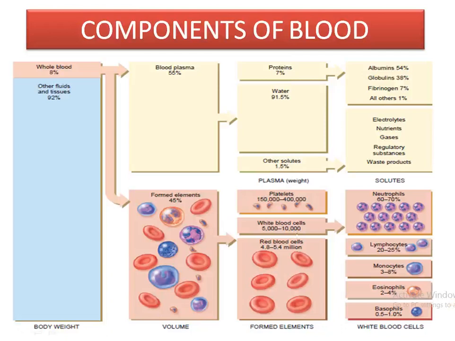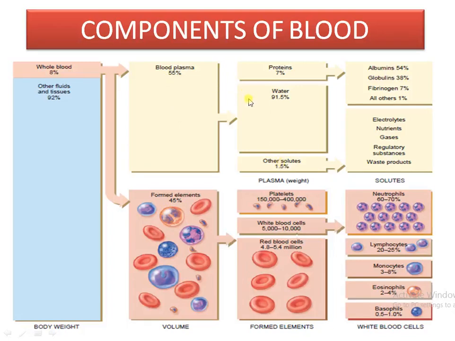As we have already discussed, blood makes up to 7 to 8% of total body mass, and it contains both cellular as well as non-cellular components. Cellular component including platelet, WBCs, RBCs, non-cellular component including blood plasma, which makes up to 55% and it makes up to 45%. Blood plasma consists of proteins, water and other solute.